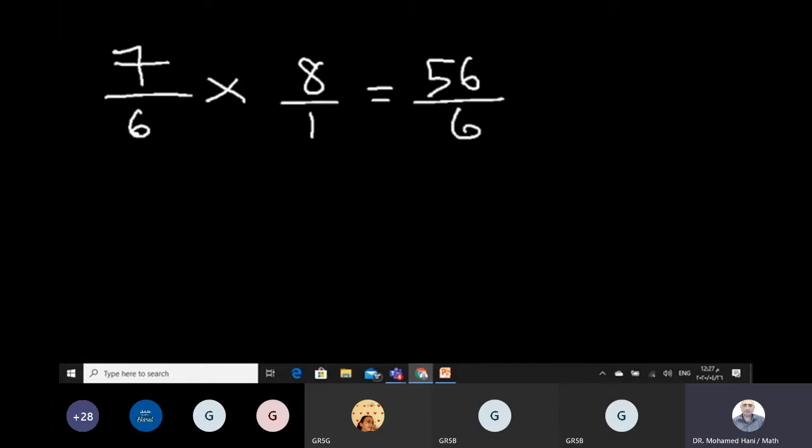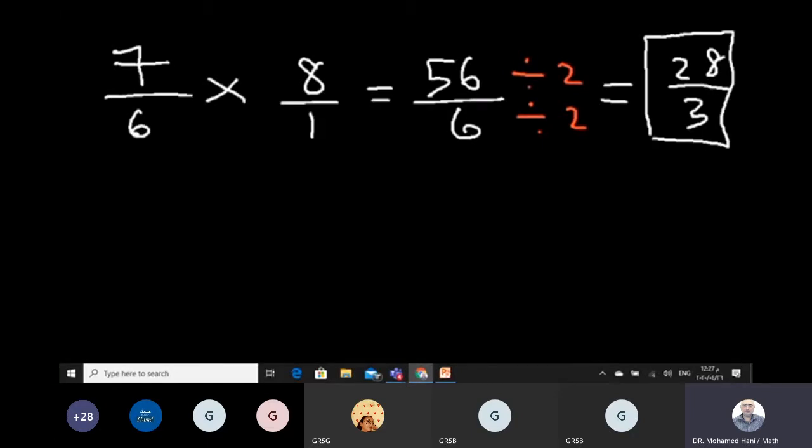Now we can reduce the fraction. Both numbers are divisible by 2. Half of 56 is 28. Half of 6 is 3. So this is the answer in its simplest form, as an improper fraction.